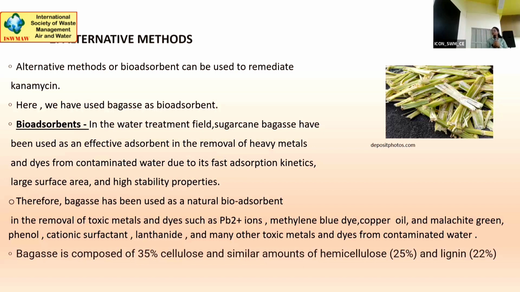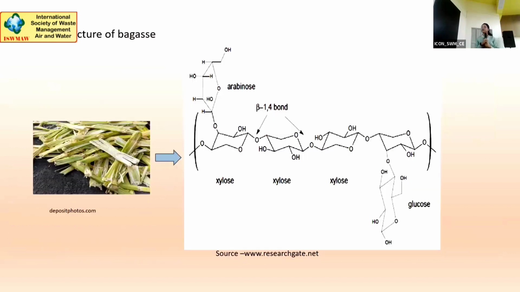like Pb2+ ions, methylene blue, copper, oil, malachite green, phenol, cationic surfactant, and many other toxic metals and dyes from contaminated water. Bagasse is composed of 35% cellulose, 25% hemicellulose, and 22% lignin. Here is the structure of bagasse.